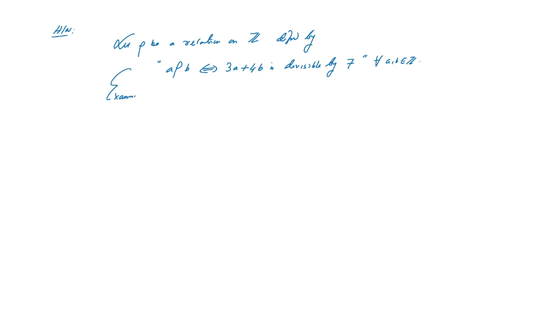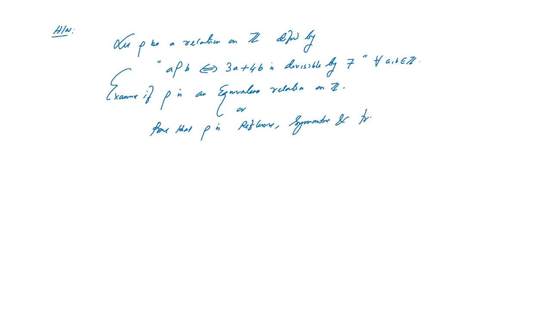So you just examine if rho is an equivalence relation on Z, or maybe the question is like that: prove that rho is a reflexive, symmetric and transitive relation on Z. So this is your self exercise.